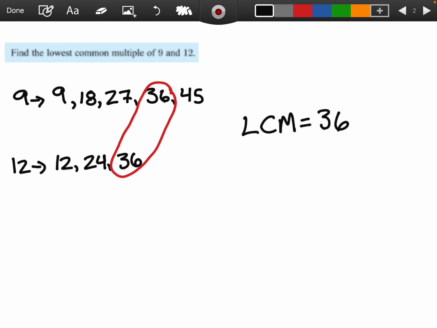I'll say it one more time. I am less concerned with the method you choose. I am more concerned that you can demonstrate that method by showing your work and arriving at a correct answer. Okay, so that does it for lowest common multiple.